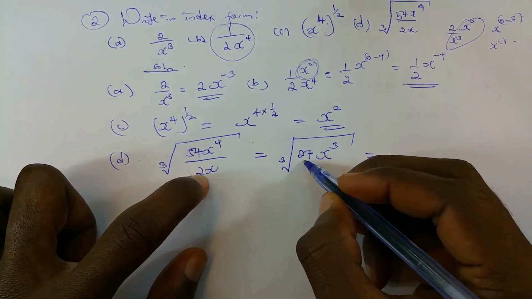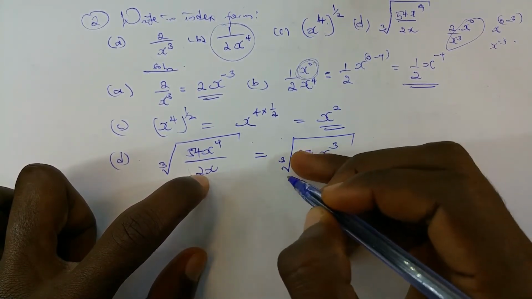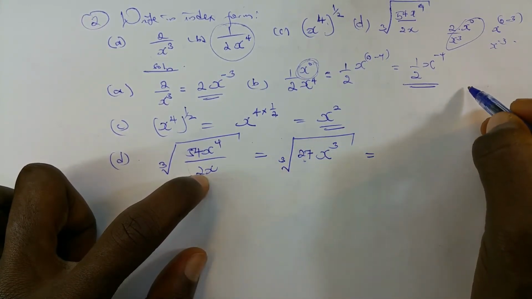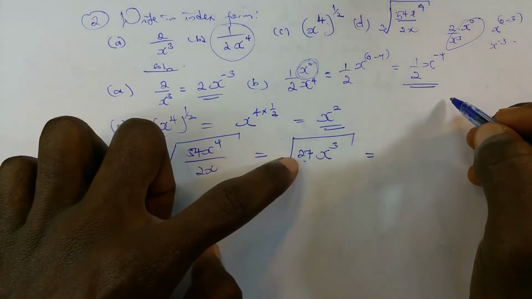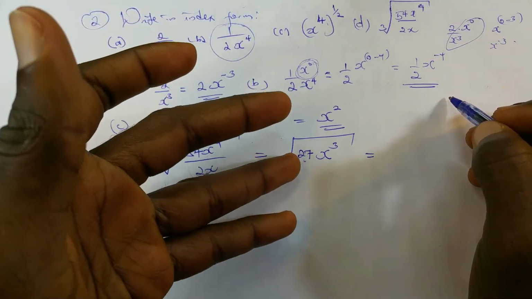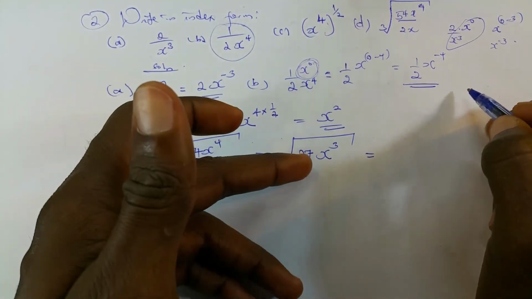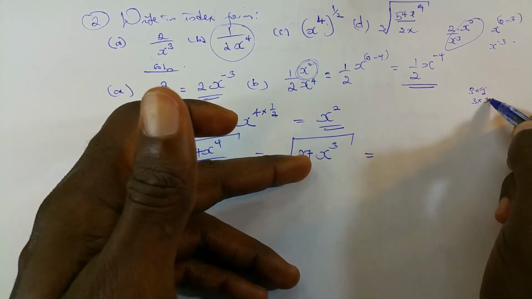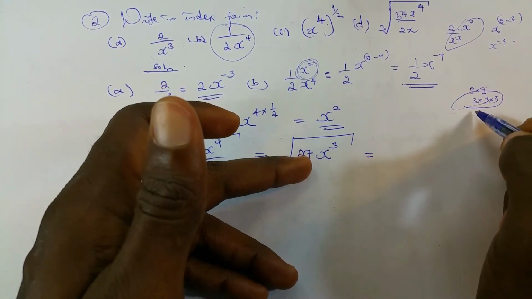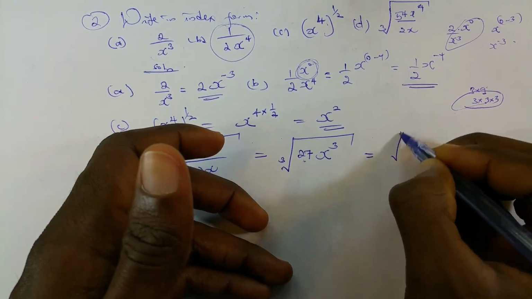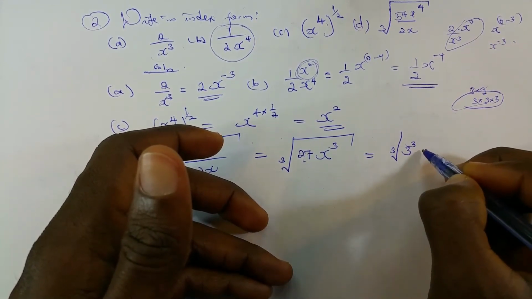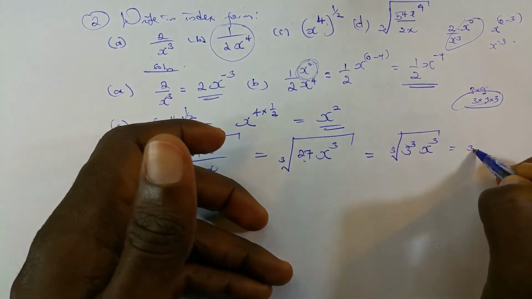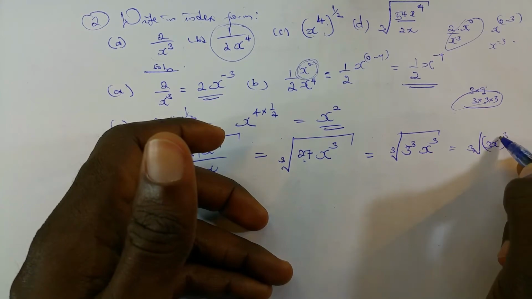Now we know 27 in terms of 3. This is the cube root. Remember the factors of 27: 1 times 27, which you don't need because it doesn't change anything. Another is 3 times 9, and 9 is 3 times 3, so we have 3 times 3 times 3 to give us 27. That is 3 cubed. So we have the cube root of 3 cubed x cubed, which is the same as the cube root of 3x all raised to power 3.